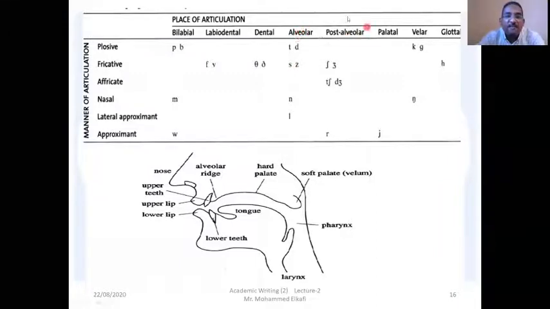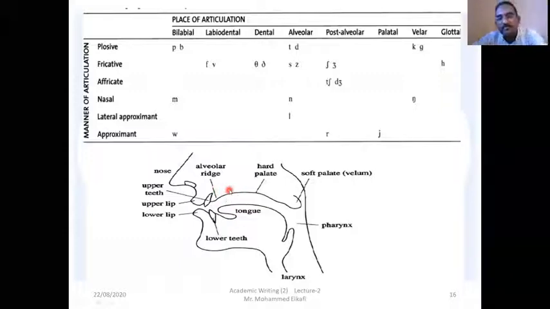We have also the post-alveolar. Post-alveolar, this area here, we call it as what? Post-alveolar, between the hard palate and the alveolar ridge. Here we have some sounds as what? Sh and ja, and also we have ra, which also come from this area between the hard palate and the alveolar. We call it post-alveolar.